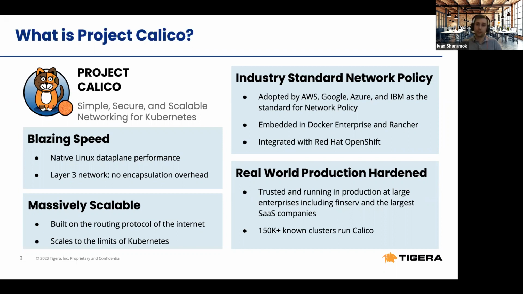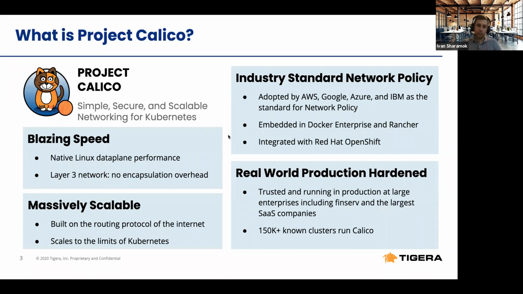The public cloud providers like AWS, Google, Azure, IBM, all have adopted Calico to be their standard network policy enforcement solution. It is also embedded into Docker Enterprise and Rancher and integrated into Red Hat's OpenShift platform.